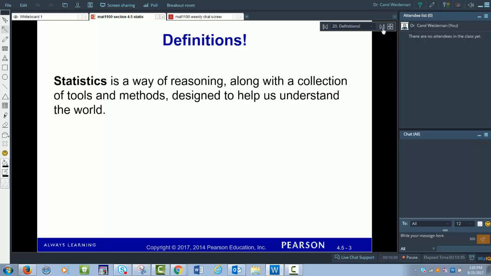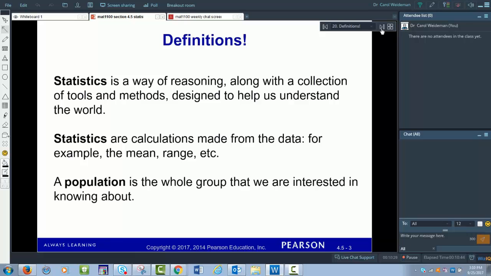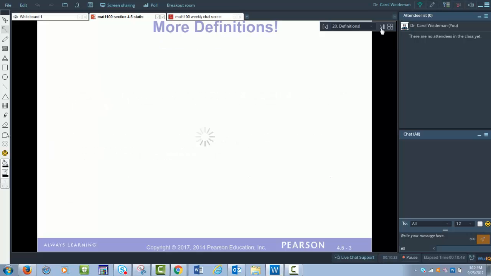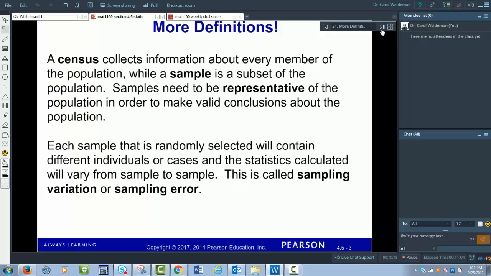So more definitions. Statistics is a way of reasoning along with a collection of tools and methods designed to help us understand the world. Statistics are also the calculations that we make from the data, for example, the mean, the range, the standard deviation. The population is the big group we're interested in knowing about. A census collects information about every member of the population, while a sample is a subset of the population. The samples need to be representative of the population so that we can make valid conclusions about the population.